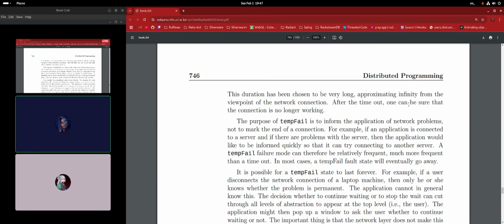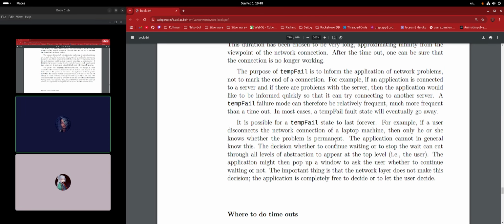The purpose of temp fail is to inform the application of network problems, not to mark the end of a connection. For example, if the application is connected to a server and there are problems with the server, then the application would like to be informed quickly so it can try reconnecting to another one. A temp fail failure mode can therefore be relatively frequent, much more frequent than a timeout. In most cases, a temp fail fault state will eventually go away. Well, that's why it's called temporary. But it's possible that it lasts forever.